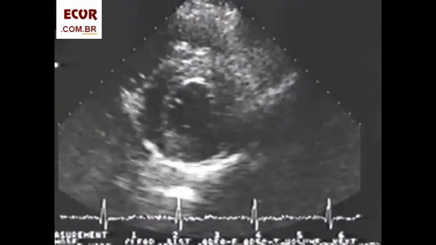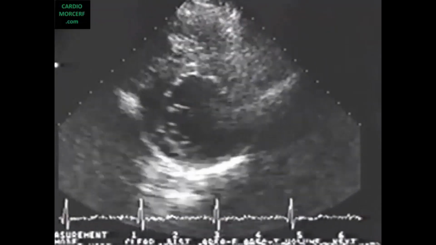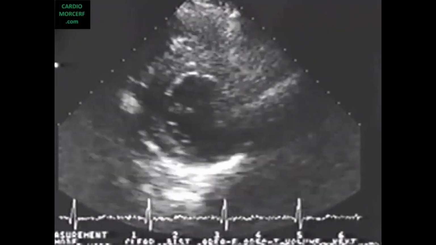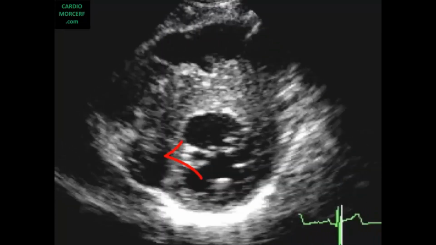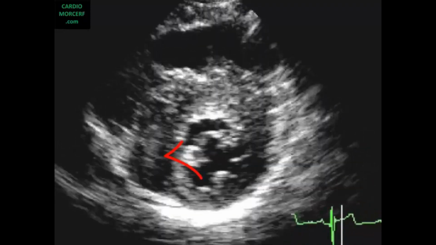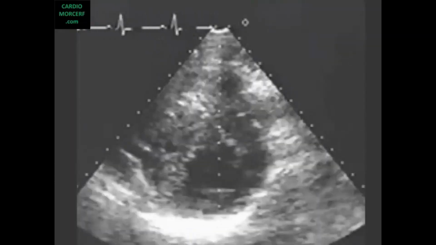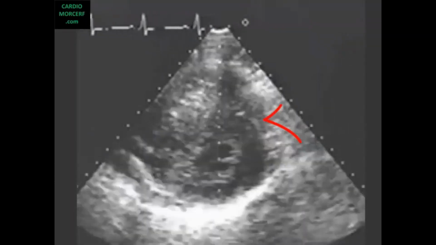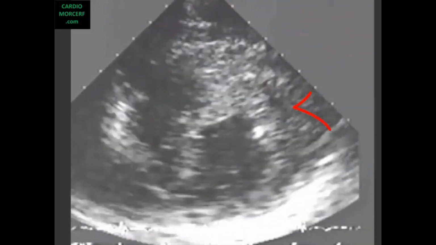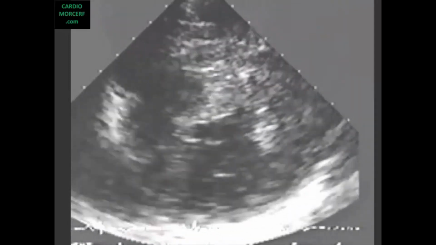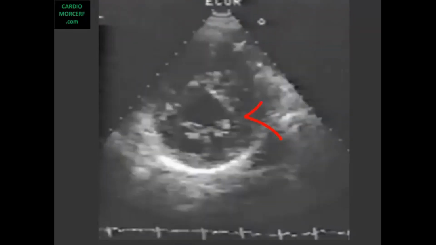In short axis, we see many kinds of hypertrophy. Here we have an example where the hypertrophy is limited to the IVS. In this case, also the hypertrophy is almost limited to the IVS with just a small region of the inferior wall. In this case, besides the whole IVS, there is also hypertrophy of the anterior wall. And now, the IVS, anterolateral wall and part of the inferior wall. In this case, the predominance is of the anterolateral wall.